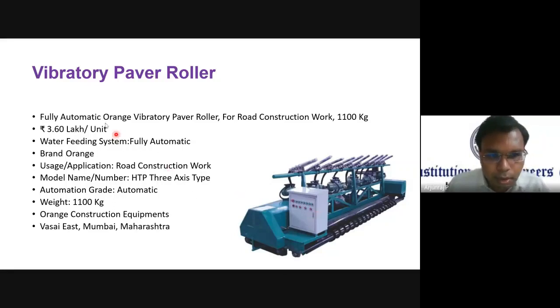And here it's completely going to be automatic, and each cost, the unit cost is going to be 3.6 lakh, and it comes with a brand of Orange. The company name is Orange Construction Equipment, which is located in Vasai East in Mumbai. And this is used for road construction work, this particularly, as you said.